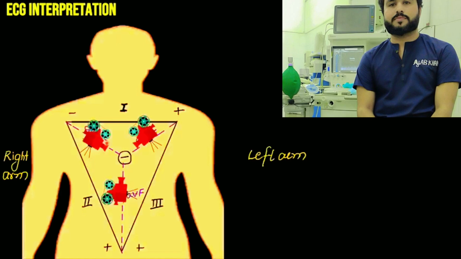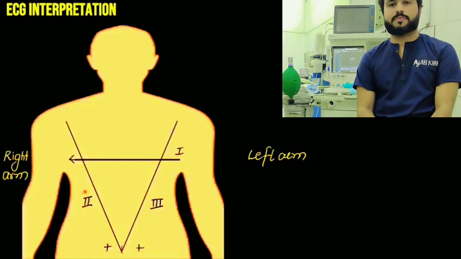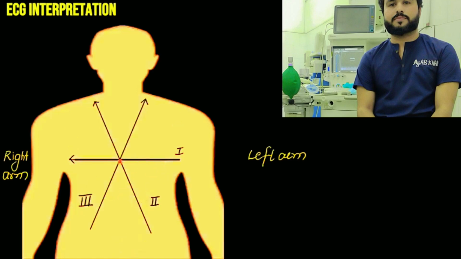In hexaxial leads, we have lead 1, 2, 3, AVR, AVL, AVF. Now what we will do is move these vectors and make them pass through the heart, and then you will get an idea of where these leads are looking. If you pick up lead 1 and place it over the heart, it will look like this. If you take lead 2 and place it over the heart, it looks like this. You do the same with lead 3, you pick it up, you put it over the heart, and we get an axis plane like this.